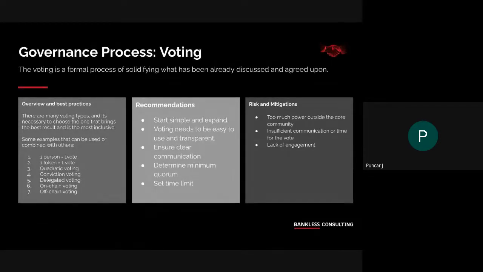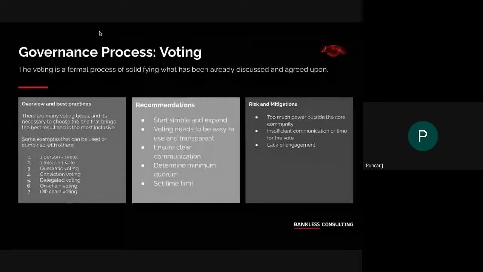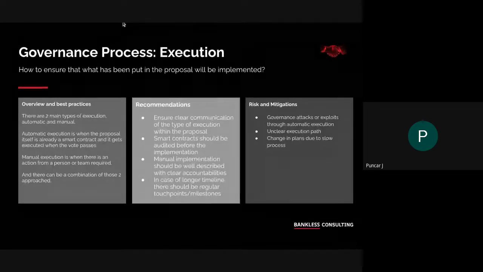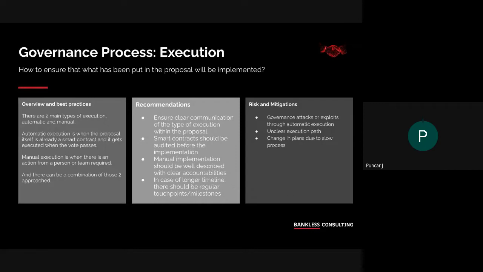Okay, so let's go to the next slide, and then I think I need to board my plane. Execution. So that's basically right after the voting. If the proposal is approved, what's the execution path? I think there are two major execution paths. One is manual and one is automatic.